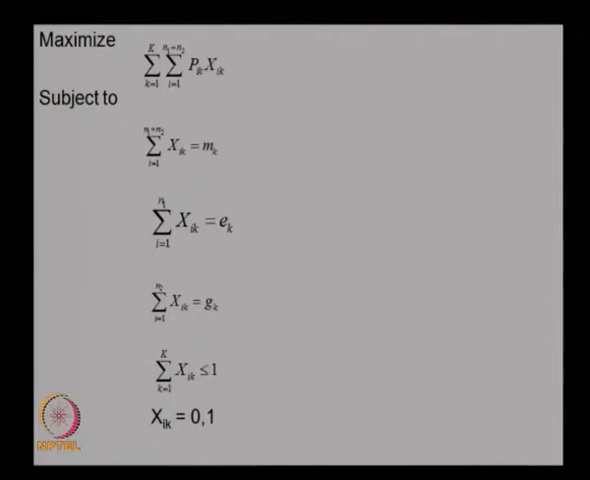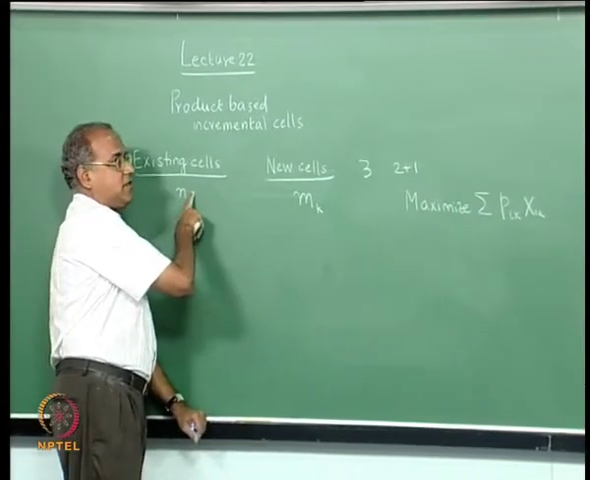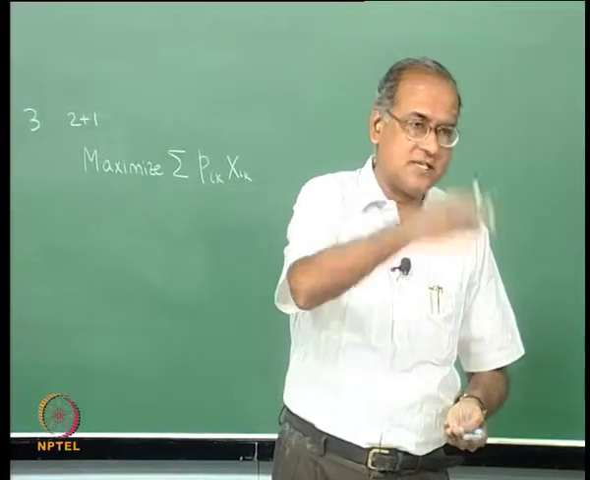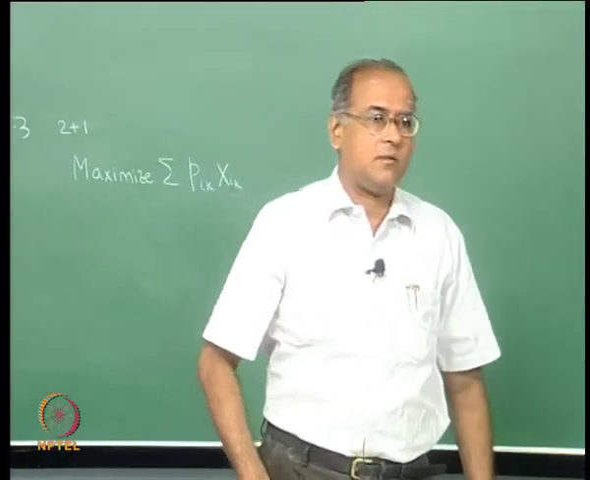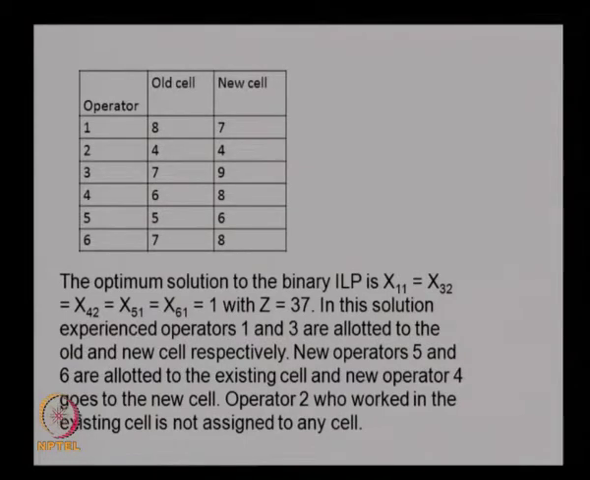Now, there are three experienced operators available, out of which two have to be given to the new cell. There are three new operators available, one has to be given to the new cell, and an operator may be allocated, may not be allocated. That is the constraint of this particular problem. So, there are six operators, three of them are experienced, three of them are new.